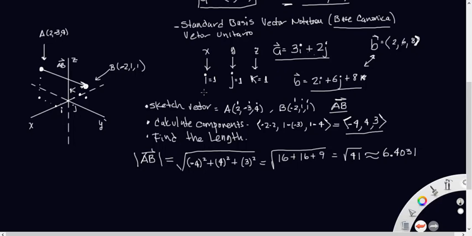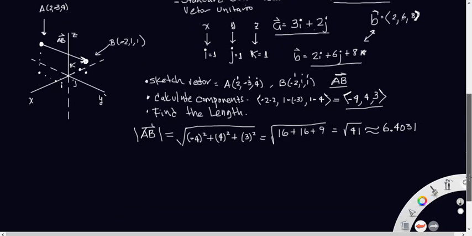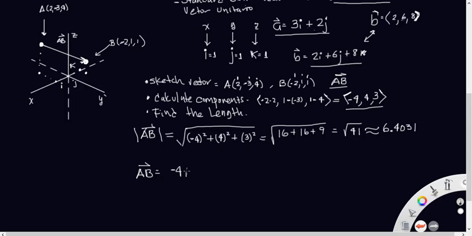So this is the way that we calculate the vector. One more thing is to express this vector in the standard basis notation. So vector AB equals minus 4i plus 4j plus 3k.